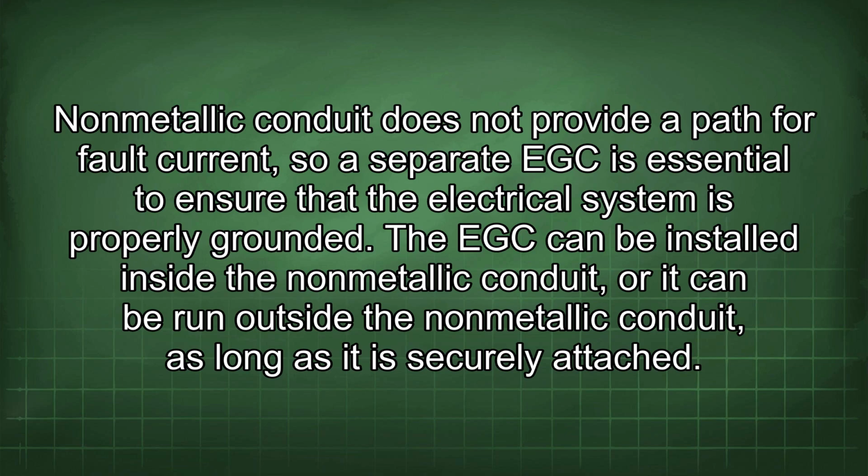Non-metallic conduit does not provide a path for fault current, so a separate EGC is essential to ensure that the electrical system is properly grounded. The EGC can be installed inside the non-metallic conduit, or it can be run outside the non-metallic conduit, as long as it is securely attached.